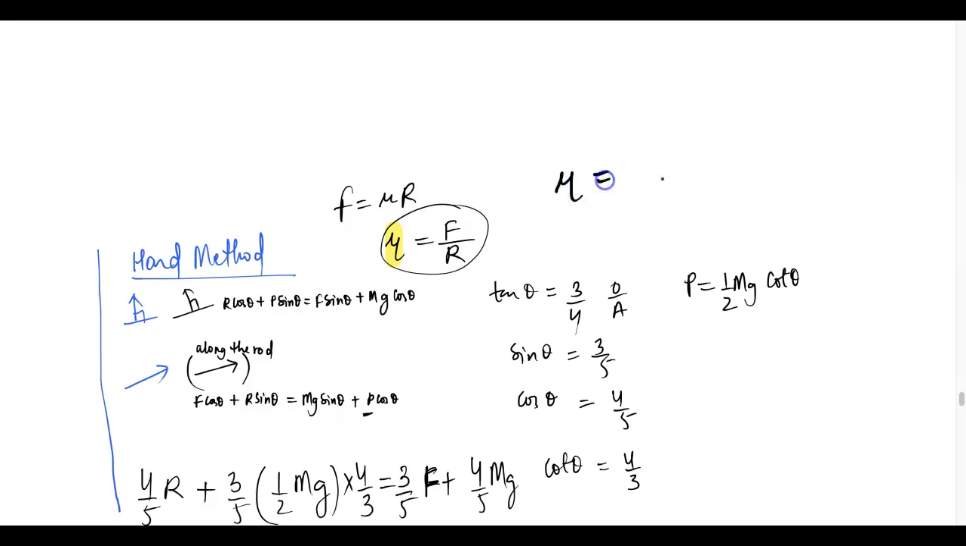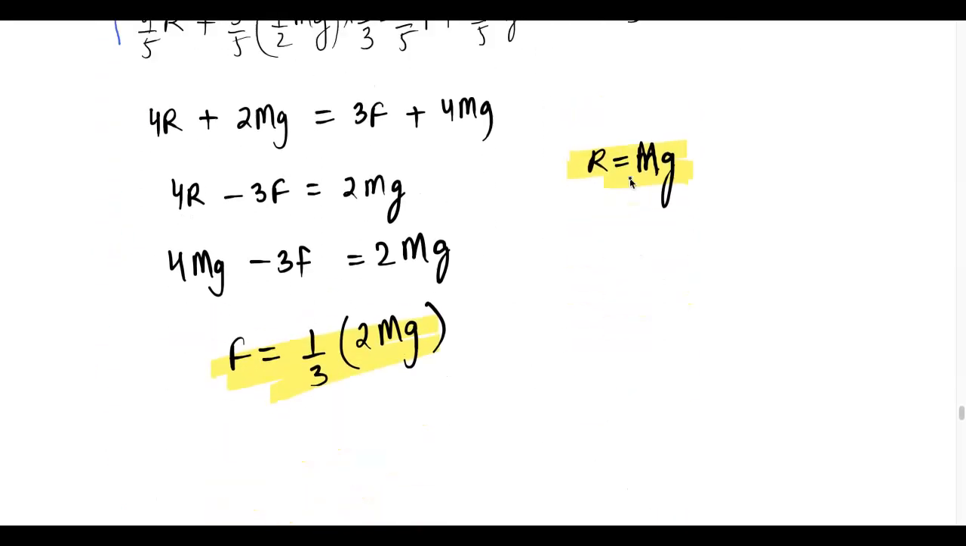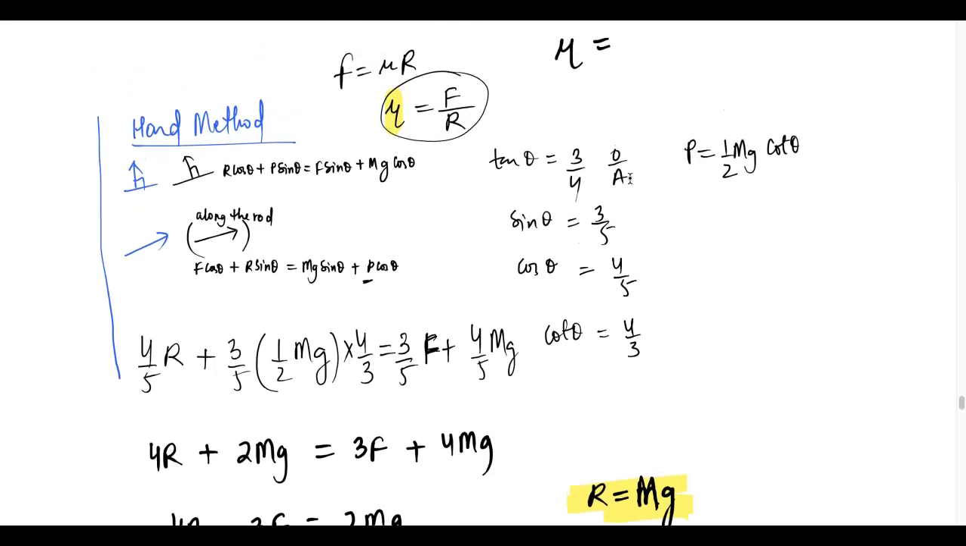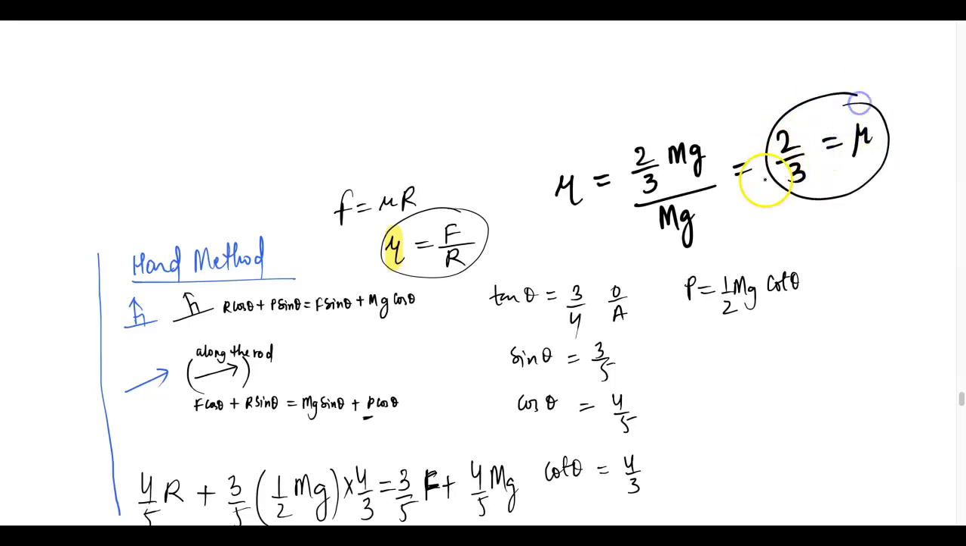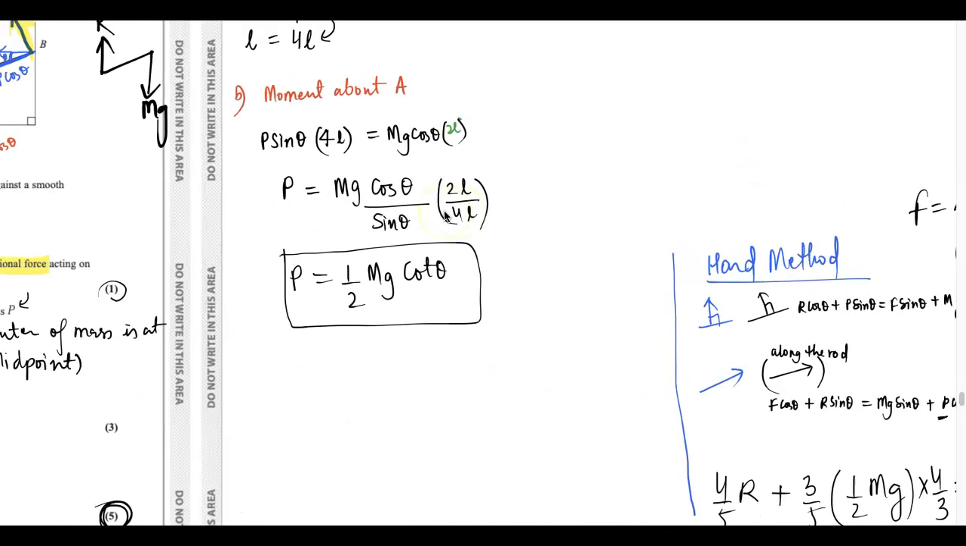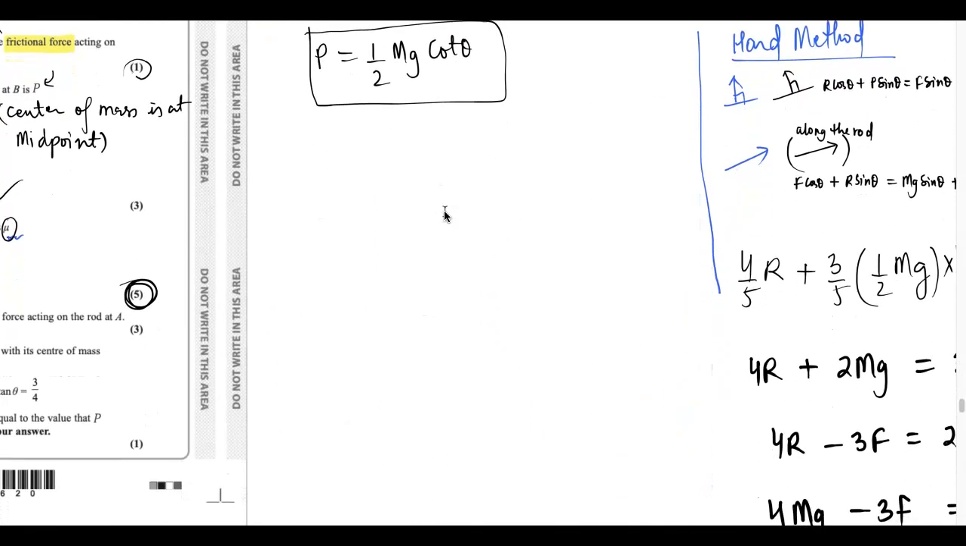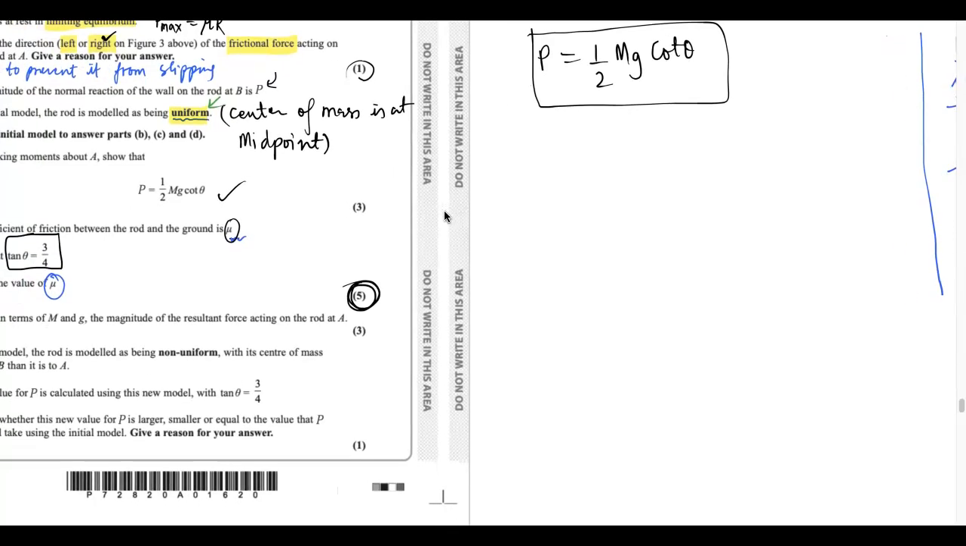Mu will be F, let me go back, 1/3 of 2 times mg, or can we say 2/3 of mg, over R, which is just mg. That is going to be giving us 2/3. So this is the value of mu. But this is a very long method, correct? Now let's see the quick, easy method. It's not like your marks will be deducted, not at all.